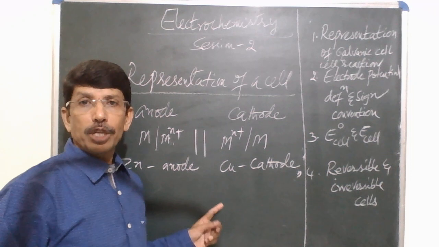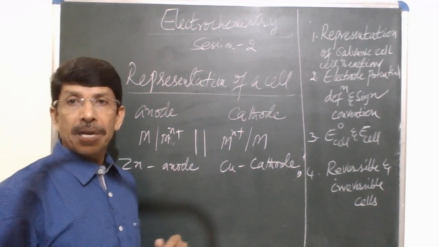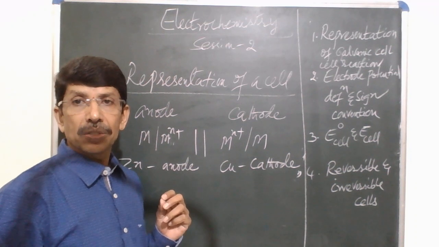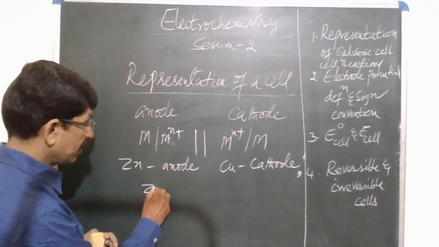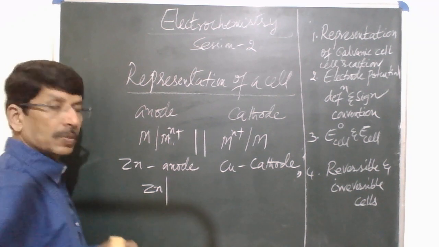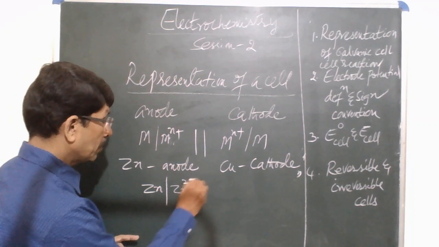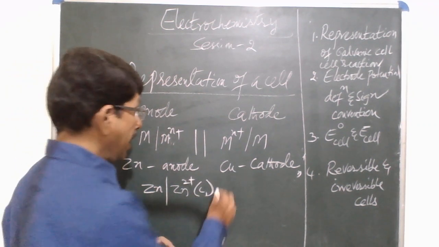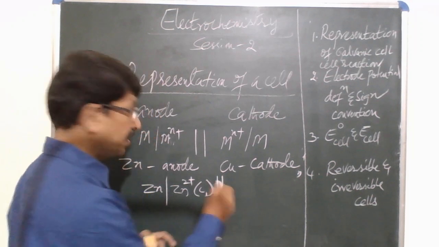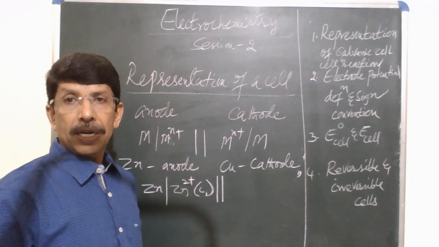So now let us try to represent the Daniell cell. The Daniell cell is made up of zinc and copper electrodes. Zinc is the anode and the copper electrode is the cathode. So what do we write? Anode first, zinc metal in contact with Zn2+. You can represent concentration by C1, and there is a salt bridge which connects the zinc electrode with the copper electrode.